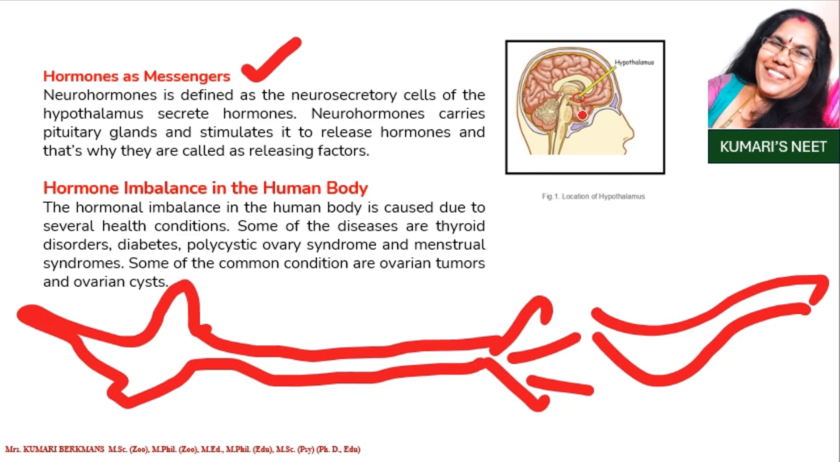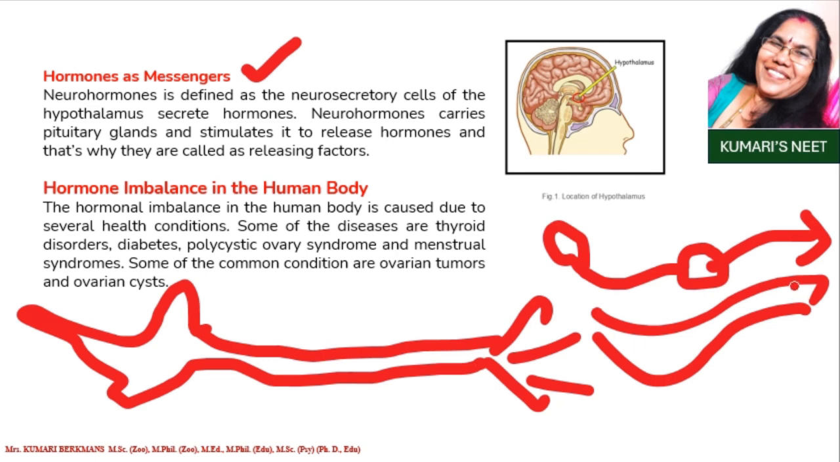Those hormones reach the pituitary gland and stimulate it to release various hormones. So the hypothalamus secretes a hormone that stimulates the pituitary gland to secrete hormones, which act as messengers. Hormone imbalance in the body will cause several health conditions.